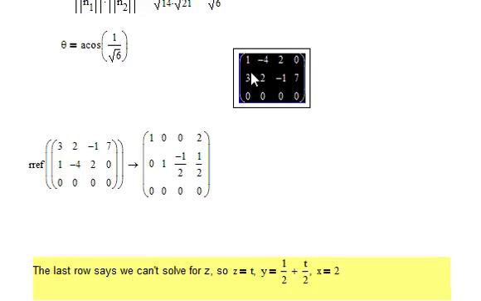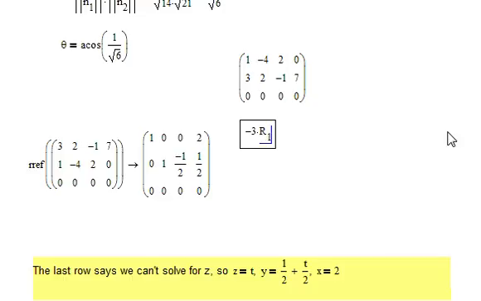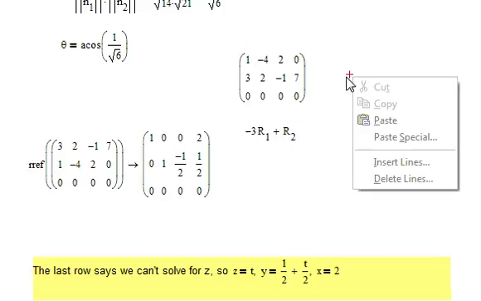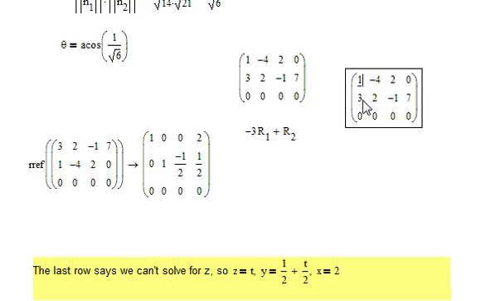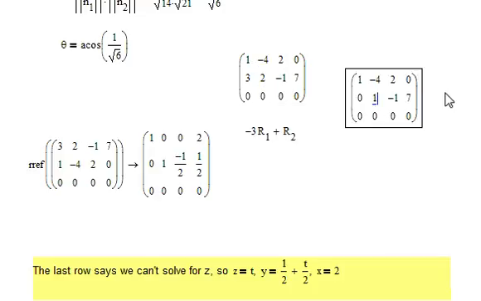Okay, now let's see. I need to wipe out this 3 here, so I'll say -3 times row 1 plus row 2. That's the operation, and when I do that operation, -3 times this added to this makes this a 0. -3 times this added to this makes this a 14. -3 times this added to this makes this a -7. And -3 times this added to this remains a 7.